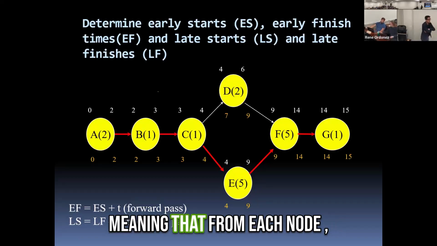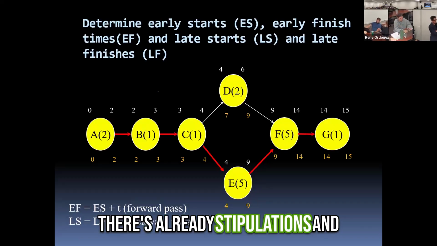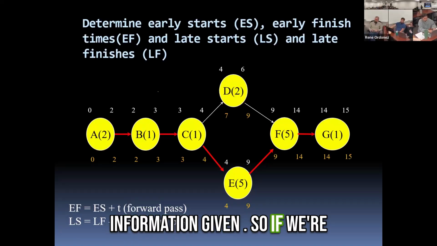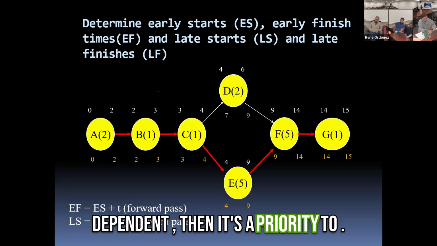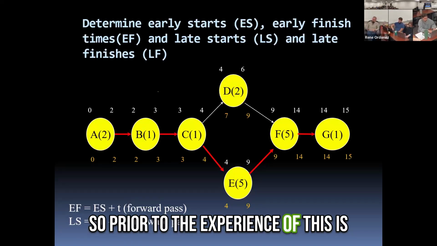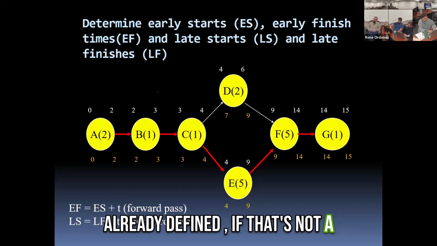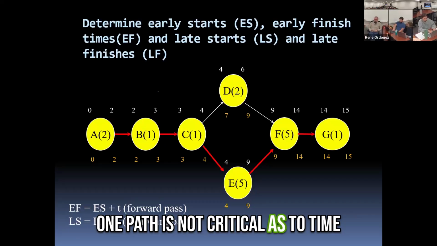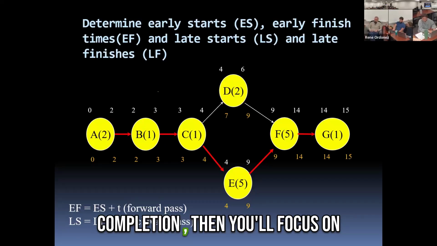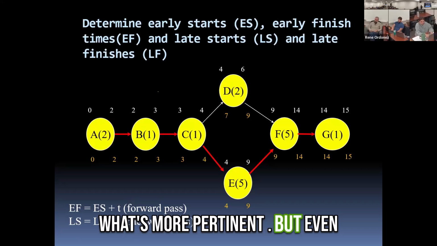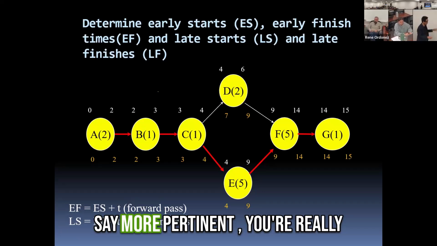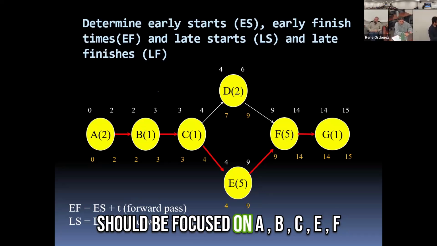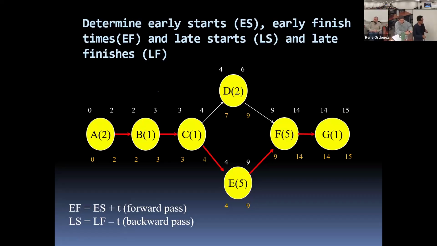So meaning that from each node, there's already stipulations and information given, so the dependent, then it's a priori to, so prior to the experience of this is already defined. If that's not a critical component, then you're just... Meaning that if one path is non-critical as to time completion, then you're focusing on what's more pertinent. But when you say more pertinent, you really should be focusing on A, B, C, E, F, and G.